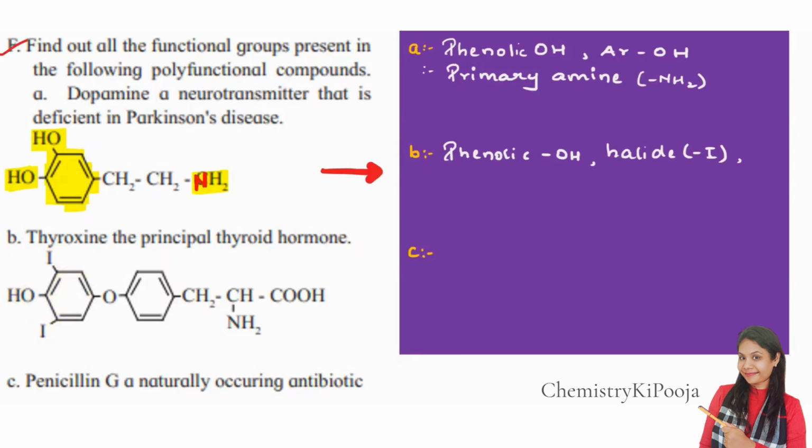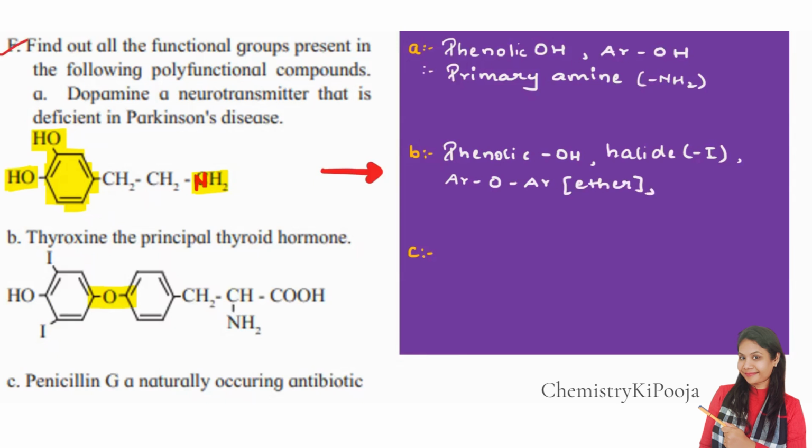Now we also have this particular group. Here oxygen is bonded to two phenyl groups. So basically this is aryl-O-aryl, that is nothing but ether. So this is the functional group named ether. I can write it as aryl, one benzene ring, oxygen, then again one more benzene ring. So this is the functional group named ether.